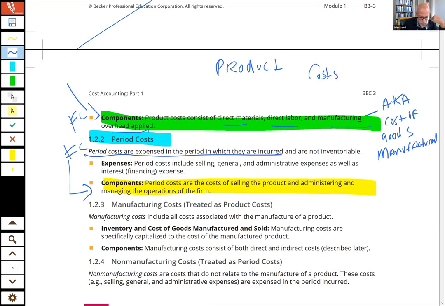okay, and our product costs do what? Our product costs, don't forget, first appear on the balance sheet, and then they go to what? They go to the income statement, and they go to the income statement in the form of cost of goods sold, right? We've got our period cost.